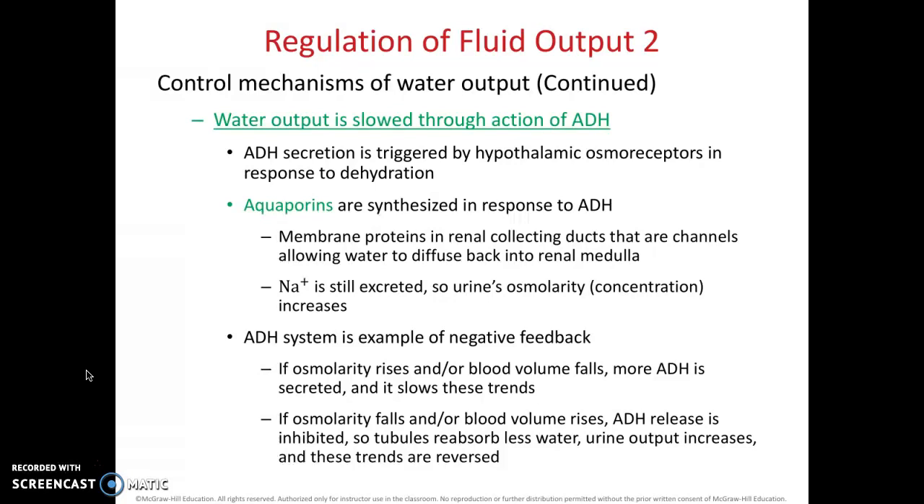So ADH mostly works with negative feedback. If the osmolarity of blood rises or the blood volume decreases, then more ADH is going to be secreted, and it'll slow that. If osmolarity falls and blood volume rises, then ADH release is going to be inhibited, the tubules will reabsorb less water, urine output will increase, and the trends will be reversed.